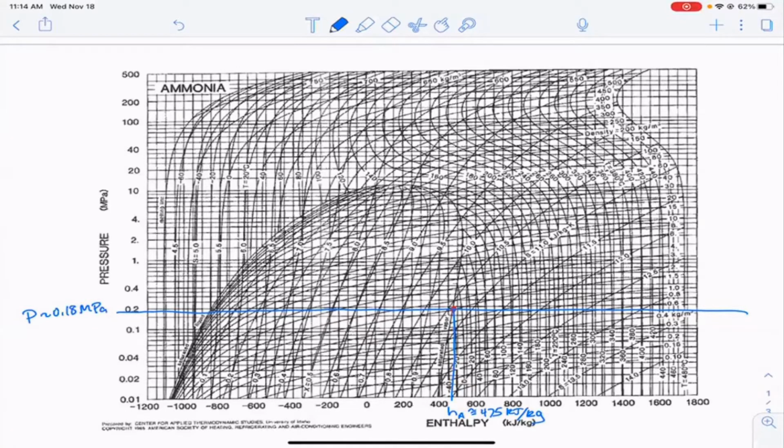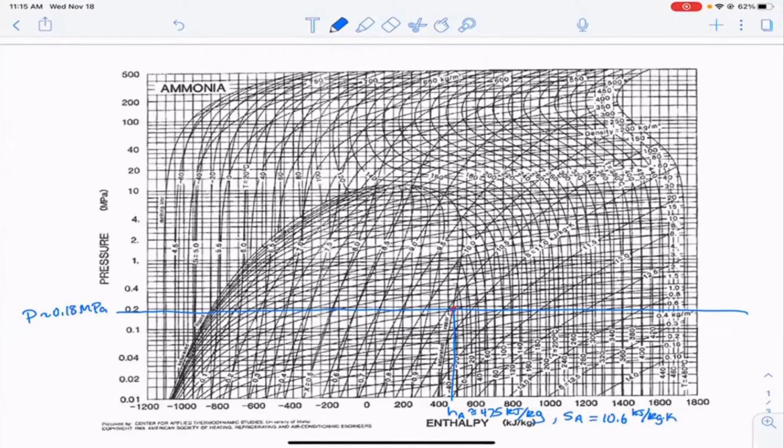The other value that we have to record here is the entropy, because we know to go from A to B, we're going to have to follow a line of constant entropy. And so we know the entropy at A is also equal to 10.6 kilojoules per kilogram Kelvin. Okay. All right. So we know some stuff about state A.